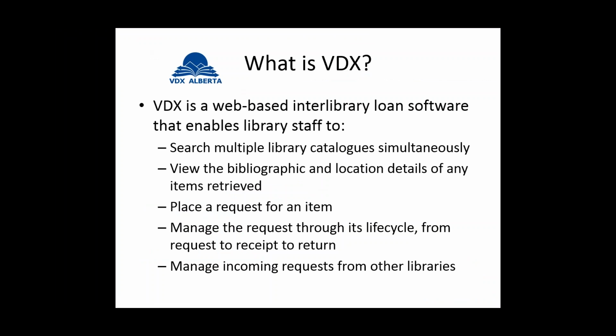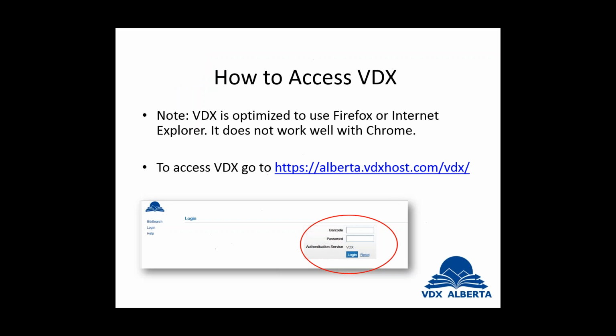You can place a request for the item, and you can basically track and manage that request throughout its entire life cycle. You can also use it to manage requests coming to your library from other libraries, although in this case that all goes to HQ. So where do they come from? Oh, I'm jumping ahead. My apologies.